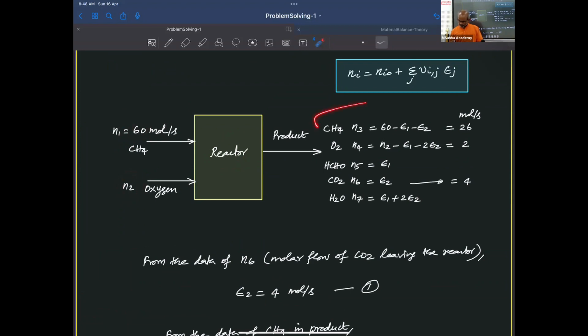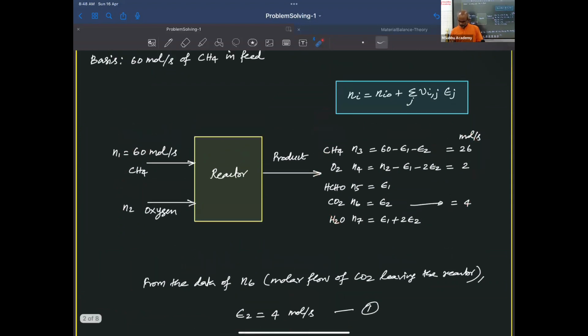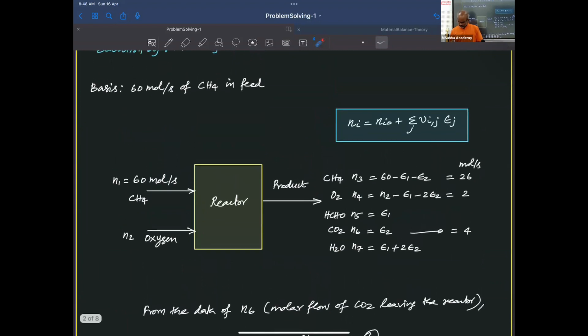Here, what are all the possible products? When methane is there: O2, CH4, CO2, H2O. So these are all the product constituents. Let us take methane as N1 and oxygen as N2. Then methane in the product as N3, then N4, N5, N6, N7.